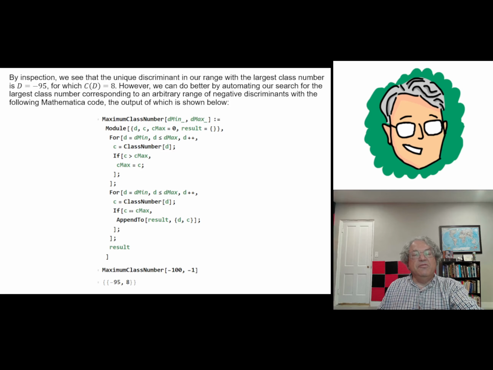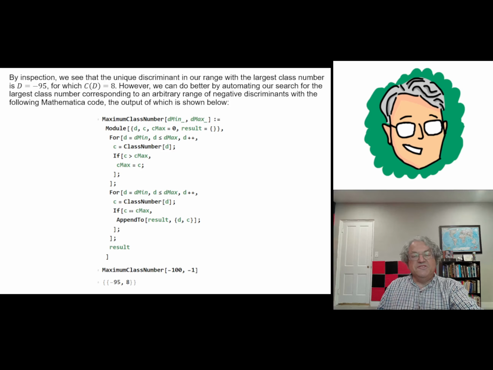And what if we were asked to do this where we were looking up to discriminant equals minus 1,000 or minus 1,000,000? You wouldn't want to do this by inspection. So I actually wrote another function that will automatically do this, and it's pretty straightforward. I have a function here called maximum class number, and maybe I should just explain what it's doing here.